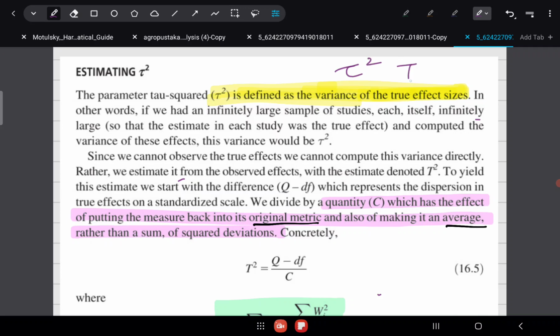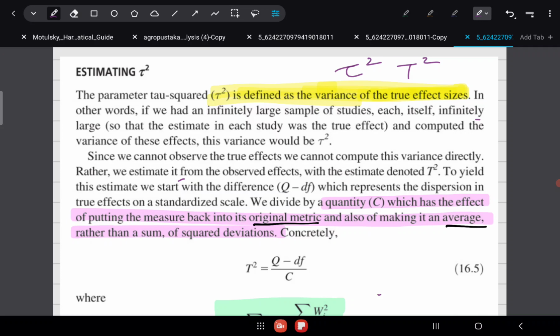So first is the difference between tau squared and T squared. What is the difference between tau squared and T squared? See, tau squared is basically the parameter and T squared is the estimate. That is the main difference. So tau squared is the variation in the true effect size. Imagine if you had an infinite number of studies and each study had an infinite sample size, then the variation in the true effect size that you would observe, that would be the tau squared.